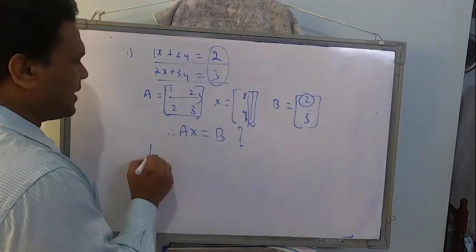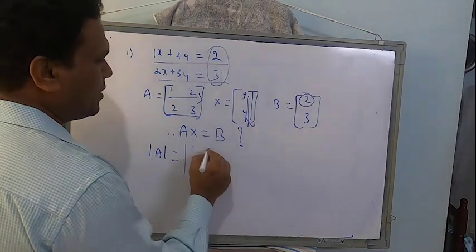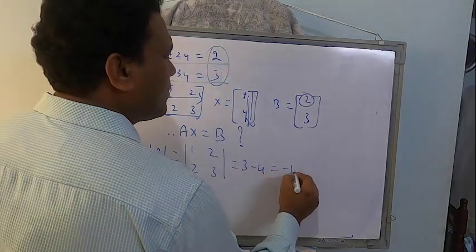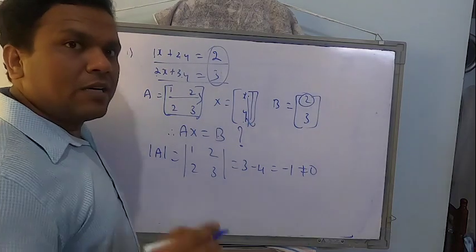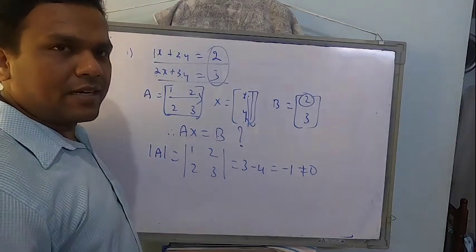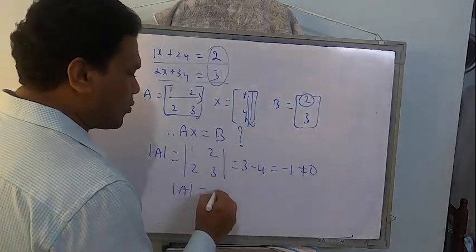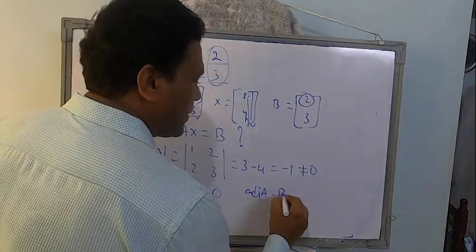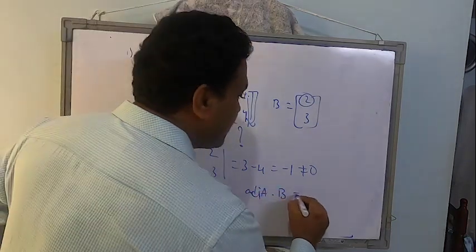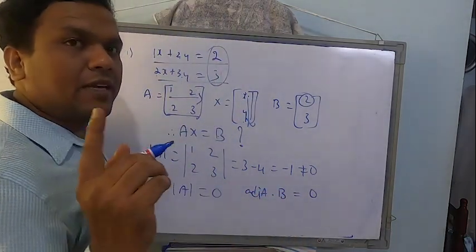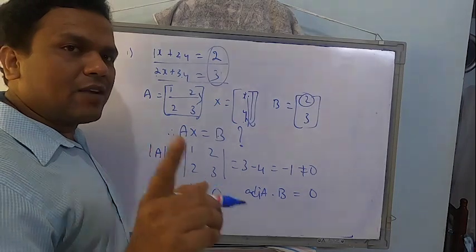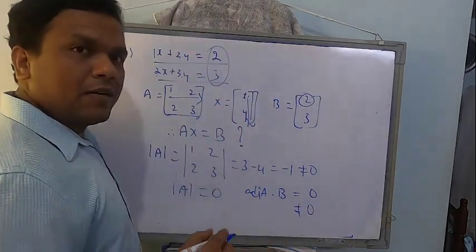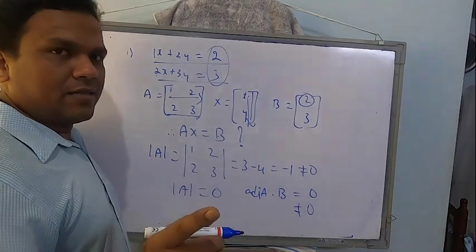Correct now? Then let me take the determinant of the matrix: 1, 2, 2, 3. 3 minus 4 equals minus 1, not equal to 0. Therefore the given system is consistent. If determinant A equals 0, then you have to find the adjoint and multiply that with B. If the result is 0, then the given system is consistent, and there exist infinitely many solutions. And if this is not equal to 0, the given system is inconsistent. That's how it should be checked.